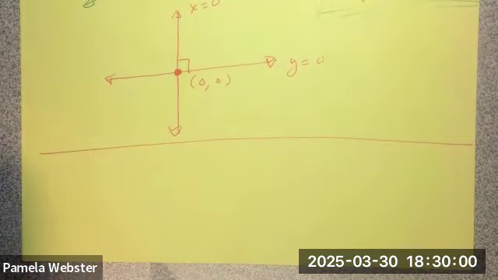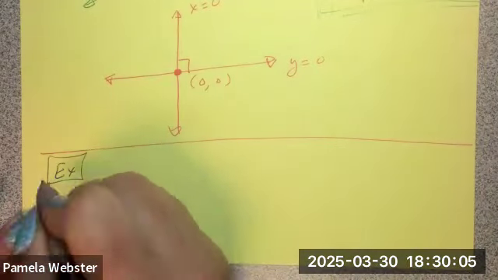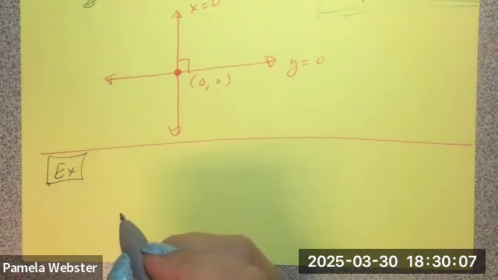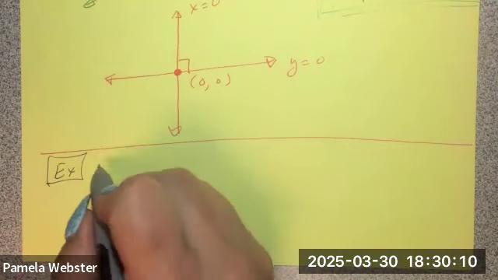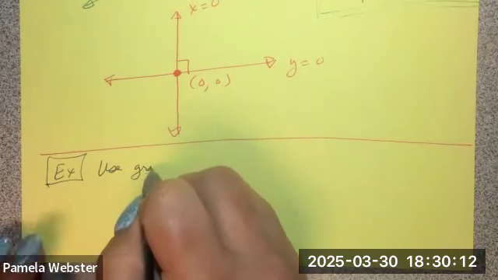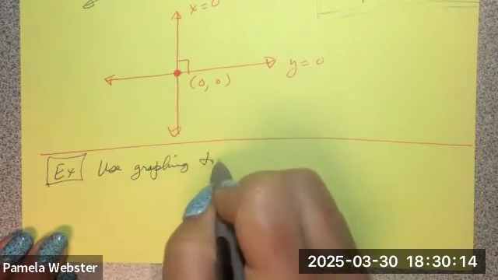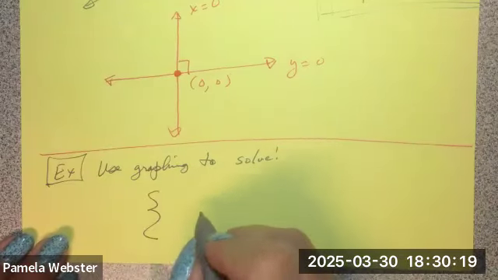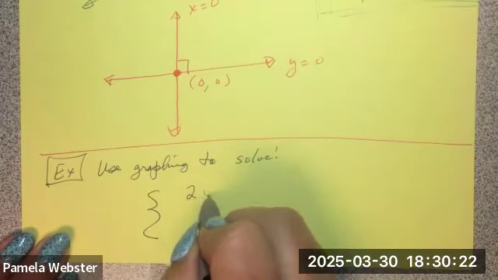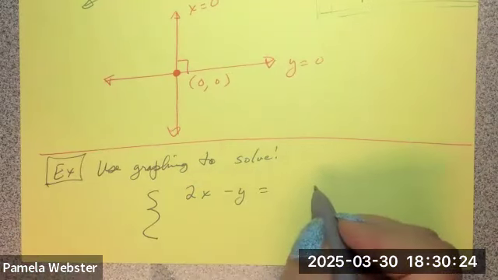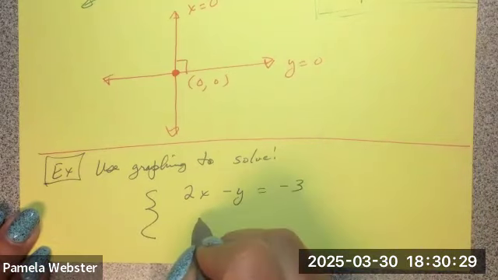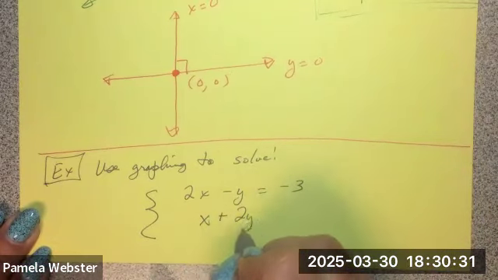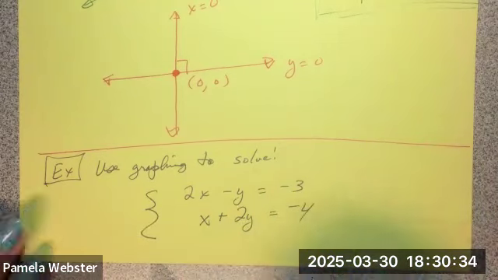Okay, let's look at a couple of others. Here's an example. I want you to do this by graphing again. So use graphing to solve. And my system is 2x minus y equals -3, and x plus 2y equals -4.